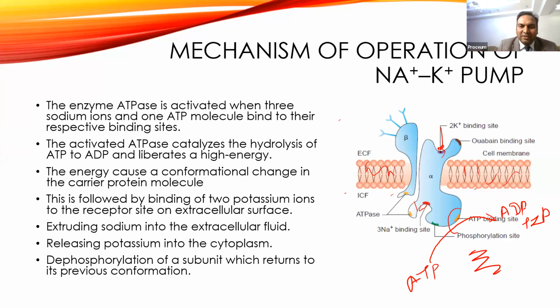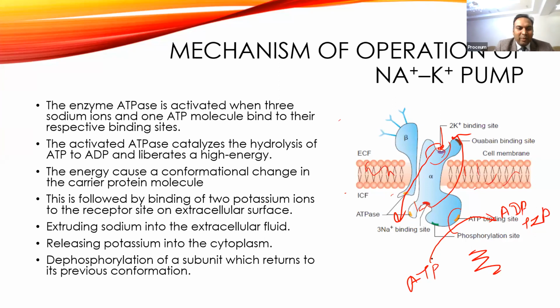By making these conformational changes, this portion moves inside. The ATP binding site moves inside, while the sodium binding sites move outside. So 2 potassium ions move inside and the sodium binding site moves outside. The moment this sodium binding site moves outside, this alpha unit loses the affinity for sodium, and sodium is released into the extracellular fluid. As it loses the affinity for sodium, at the same time it loses the affinity for potassium also, and potassium ion also is released inside the cell. And once both are released, it recoils and gets back to its normal position.